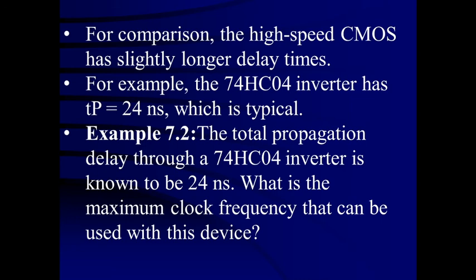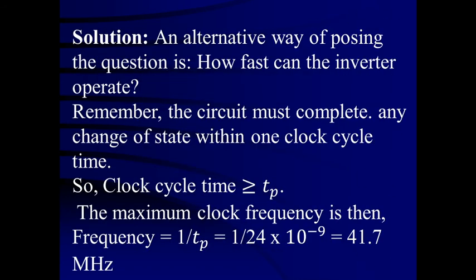Now, an example related to this. Example 7.2. The total propagation delay time through a 74HC04 inverter is known to be 24 nanoseconds. What is the maximum clock frequency that can be used with the device? Solution. An alternative way of posing the question is this: how fast can the inverter operate? With what maximum frequency can this inverter in the CMOS series be operated? So we have to find out that limit of the frequency, which will decide the speed of operation of the circuit.